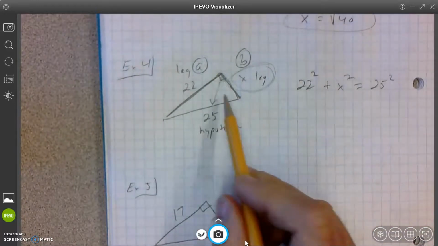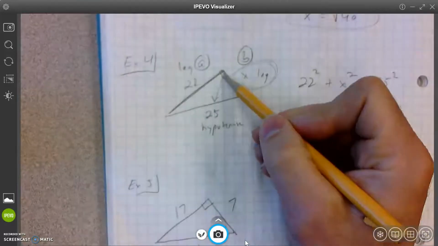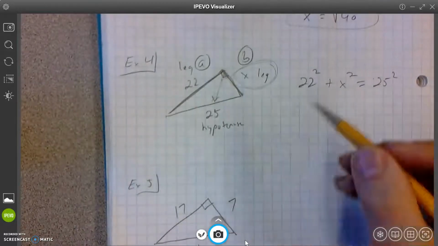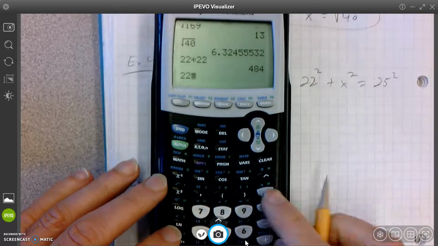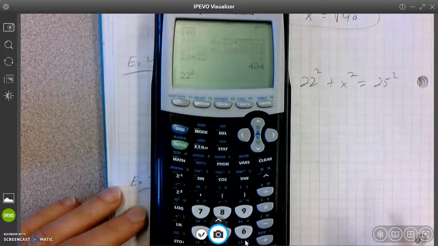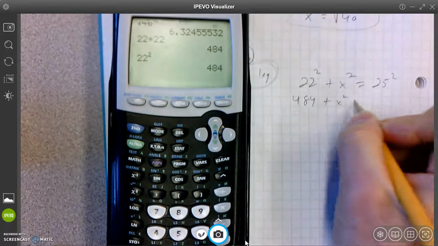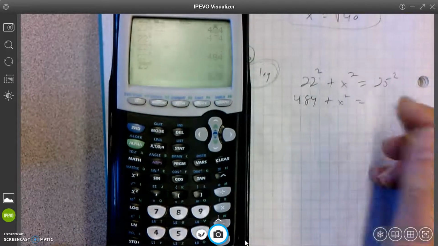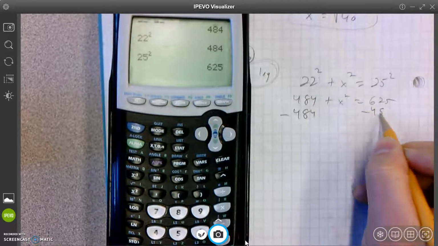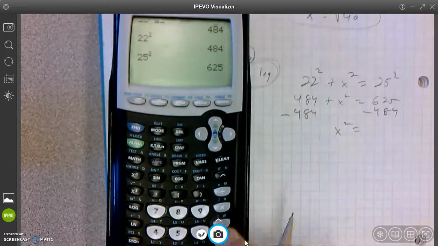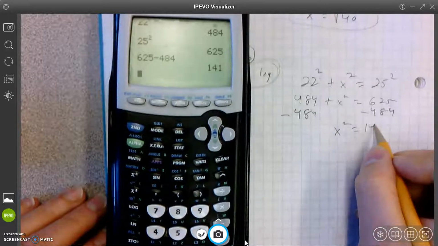So sometimes they're going to try and mess with you and make the right triangle look a little different, but don't worry. Always identify the hypotenuse first. You're going to be good. Okay, 22 squared. 22 times 22, or 22 squared. Write both in your calculator like that. So it's 484 plus x squared equals 25 squared, 625. 625 minus 484. x squared, 625 minus 484 is 141.